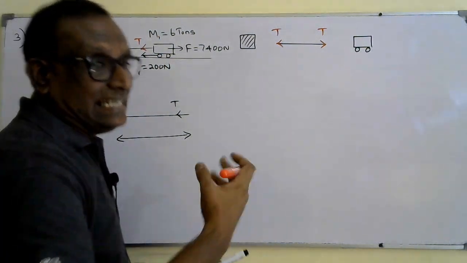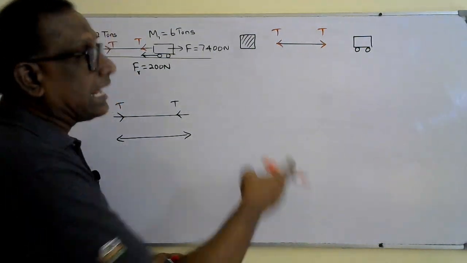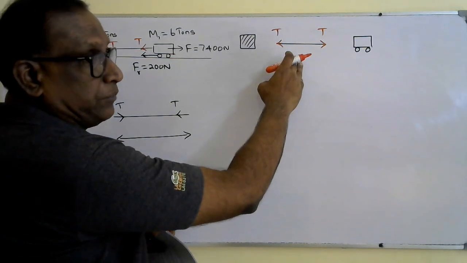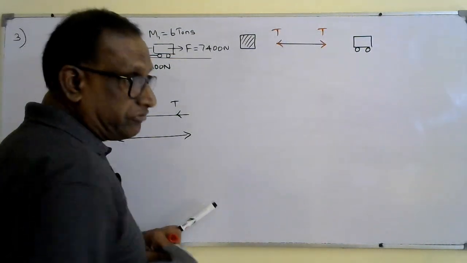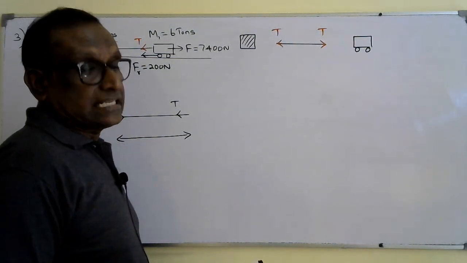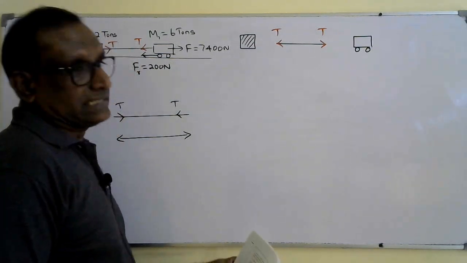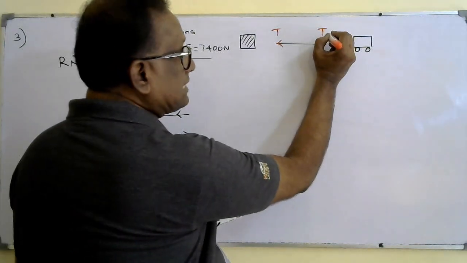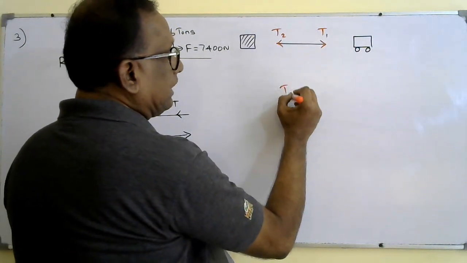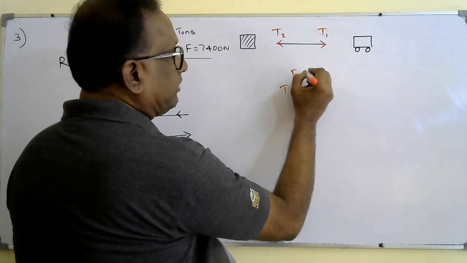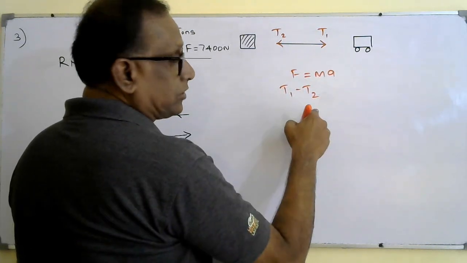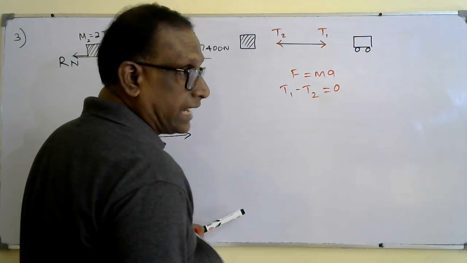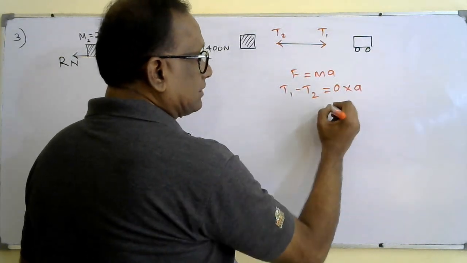If the string is light. If the string has mass, there will be acceleration, so F equals ma when you consider it, and the tension will be different if the string has mass. But here it's saying light. Light means the tension must be the same, because if I take this as T1 and T2, what will happen? T1 minus T2, if I consider F equals ma, T1 minus T2 is equal to ma. Mass is 0 because it's a light string, times a, that is 0.